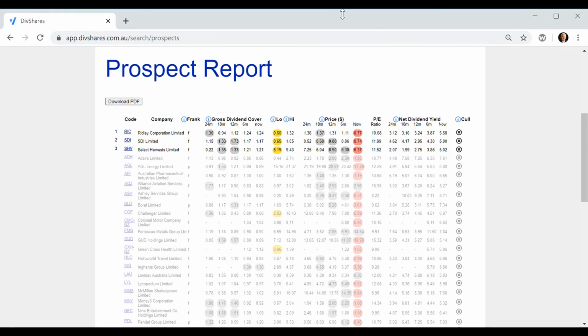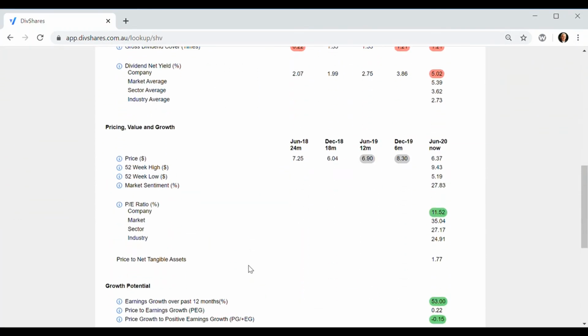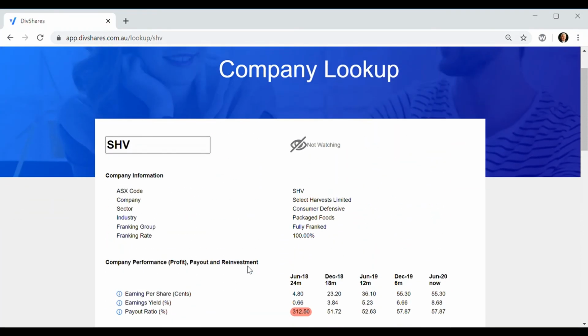At this stage, we're going to look at individual companies and find out a little bit about what's going on inside those companies. I'm going to select SHV, a company called Select Harvest, and if we click down on that ASX code, that will now take us to the company lookup page, and we've preloaded that particular company to drill down and find some interesting information.